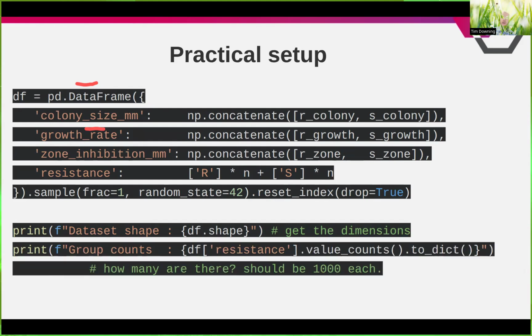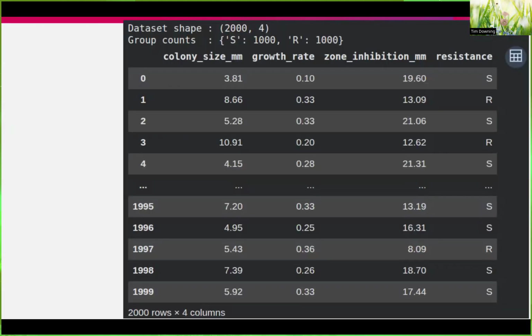So if we do that and get the group counts, we'll see a table like that where we're showing the counts here of 1,000 in each group, and we can see the values for the colony size, growth rate, and zone of inhibition, as well as the classification. And what we've done with this data is make it quite difficult to classify. So you'll find that the models work to some extent, but are far from perfect.